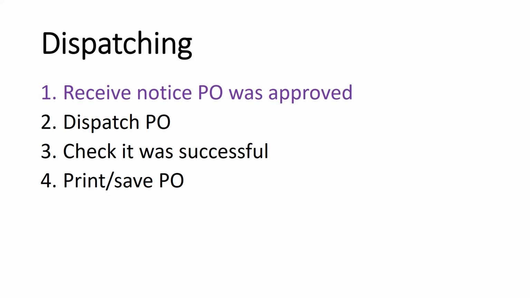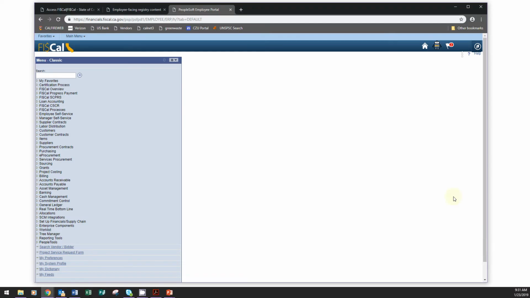Also, if you are the buyer, when you log into Fiscal, you'll see an indication here in the top right corner of the screen. There's a little flag that will have a number on it, telling you there's something you need to do. Unfortunately, once you've clicked that flag, the number goes away. So then you may not notice that you have something you have to do. So it's a good idea to check and make sure there's nothing going on.